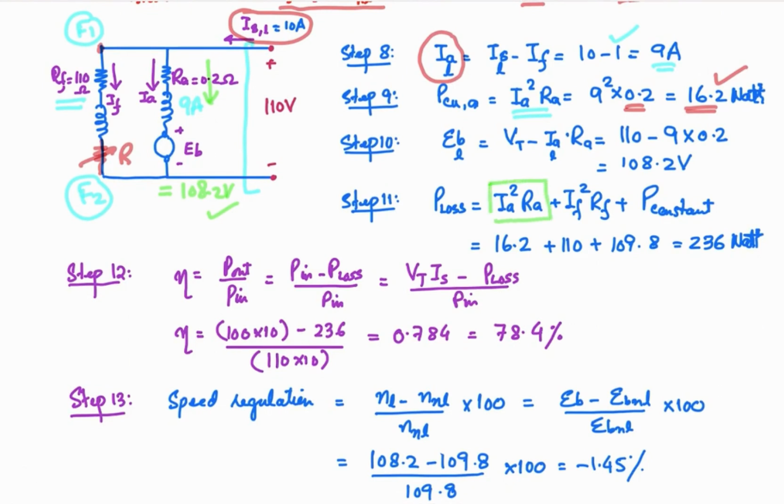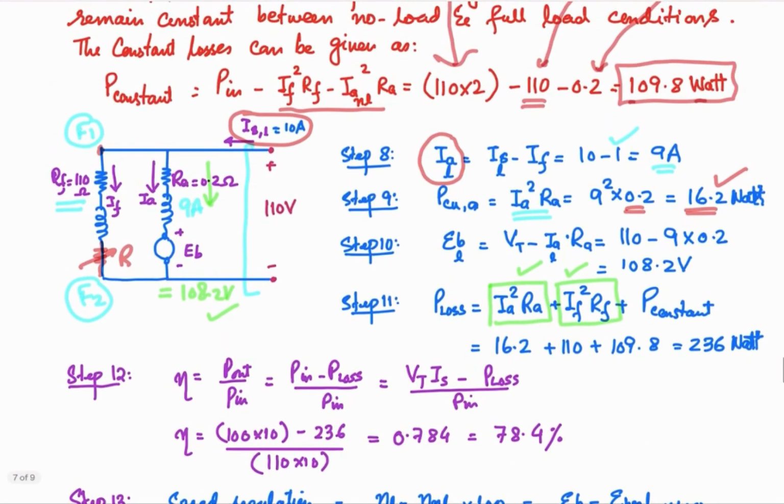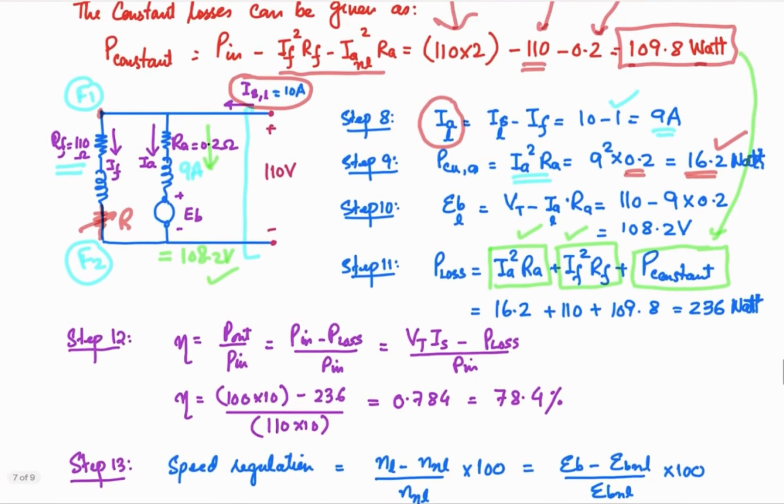One is the armature copper loss, the other one is the field copper loss, and the constant losses which are going to take place. Those are basically the core losses, and the frictional and windage losses, they remain constant, they are not going to change with the load. So the total loss is now 16.2, 110 into 109.8, so 236 watt is the loss in the machine.